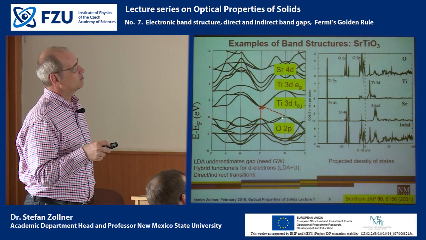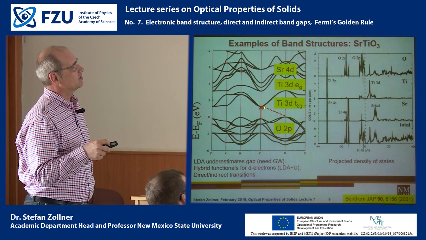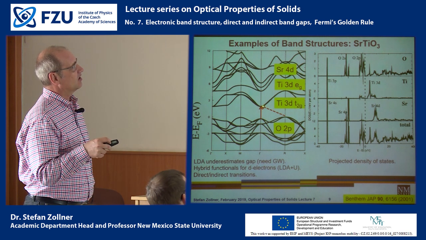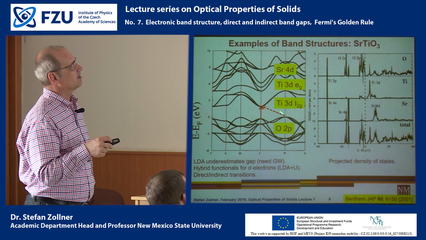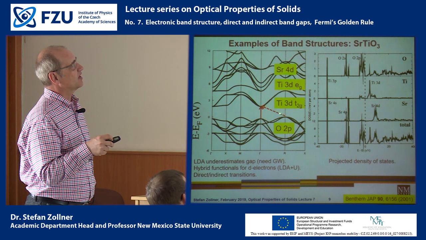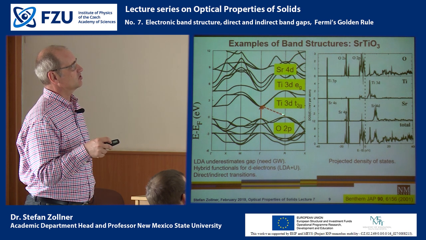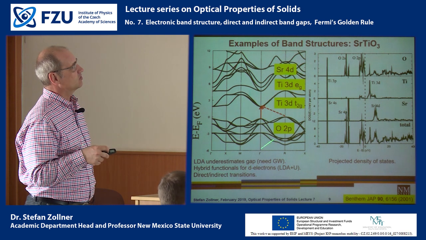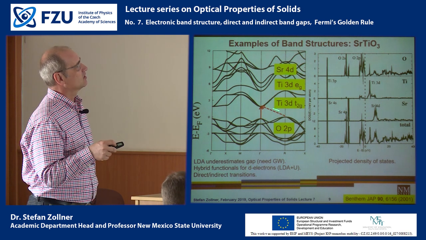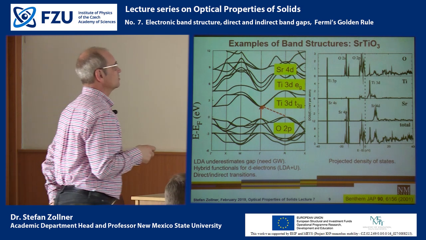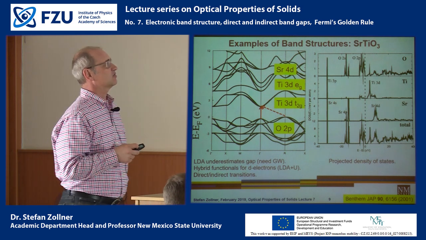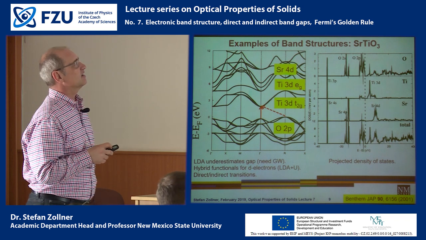But I can also make transitions from this point in the valence band at R to this point in the conduction band at gamma. So in this transition, the crystal momentum of the electron changes. Such a transition is called an indirect transition and is shown by the dashed line, and we'll get back to these direct and indirect transitions in the next lecture.